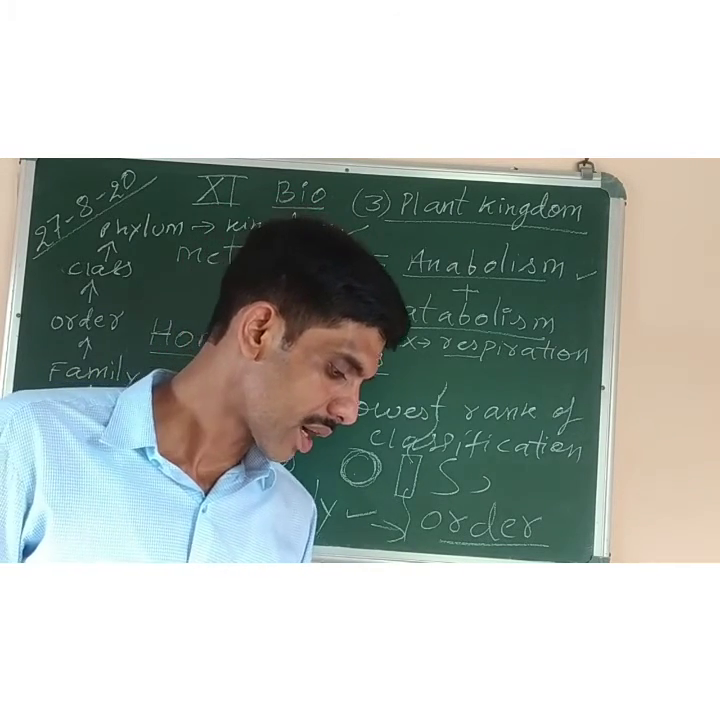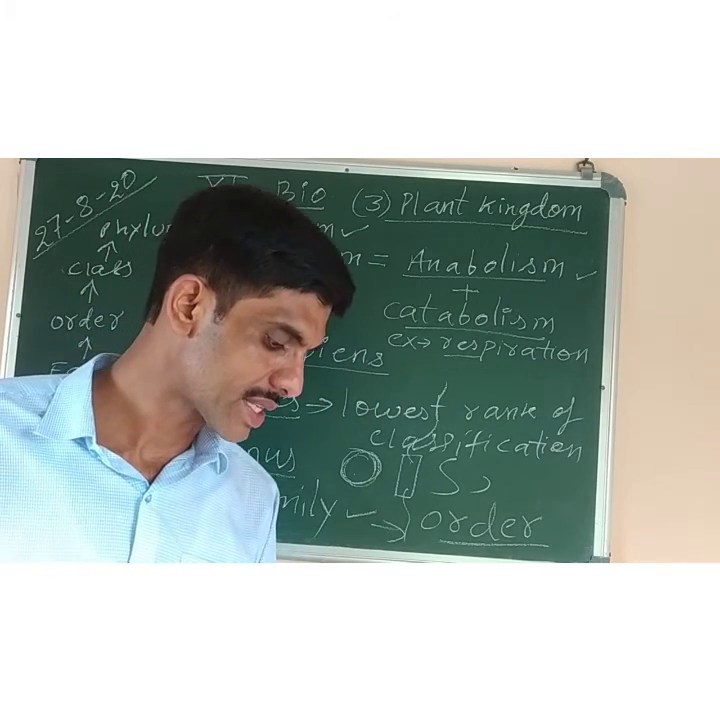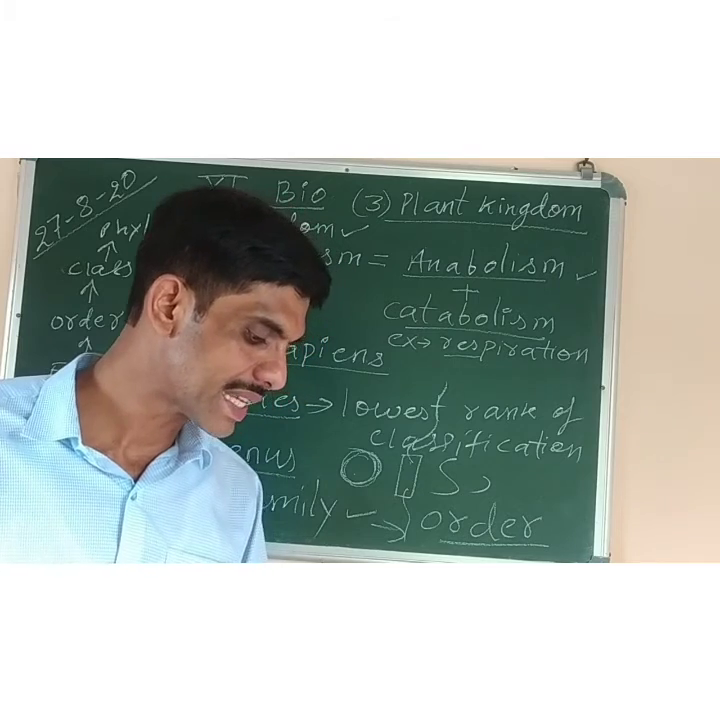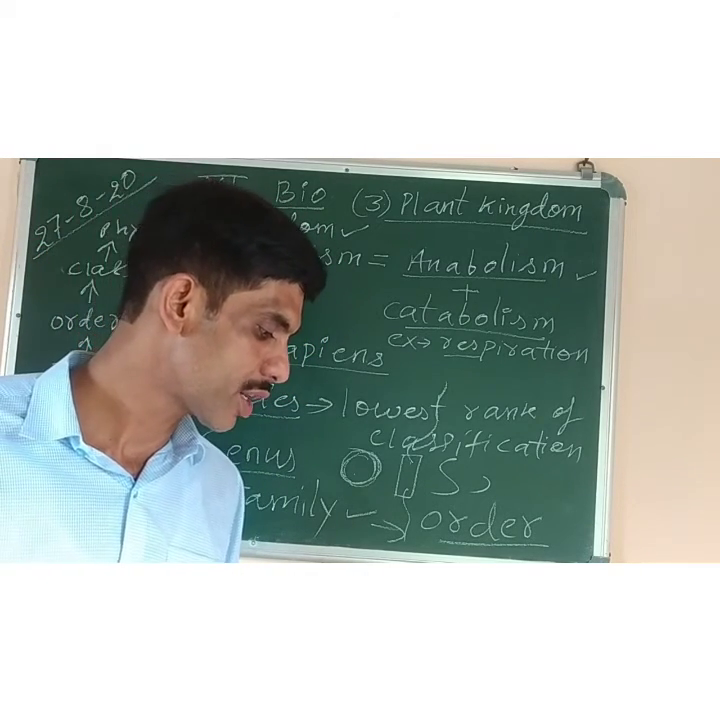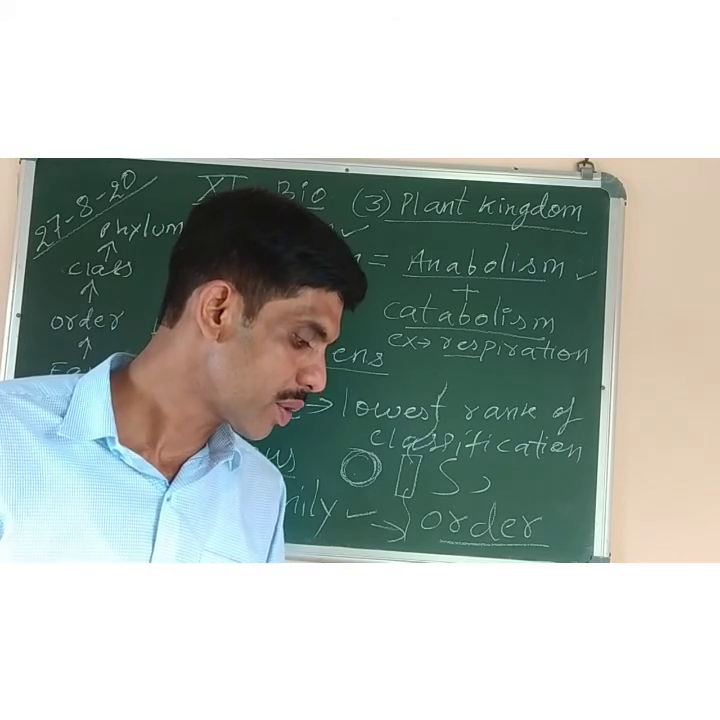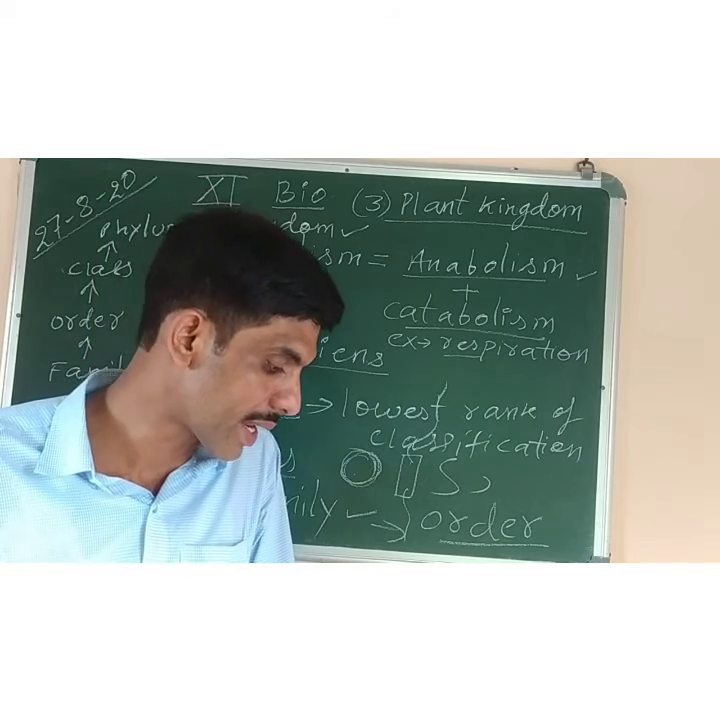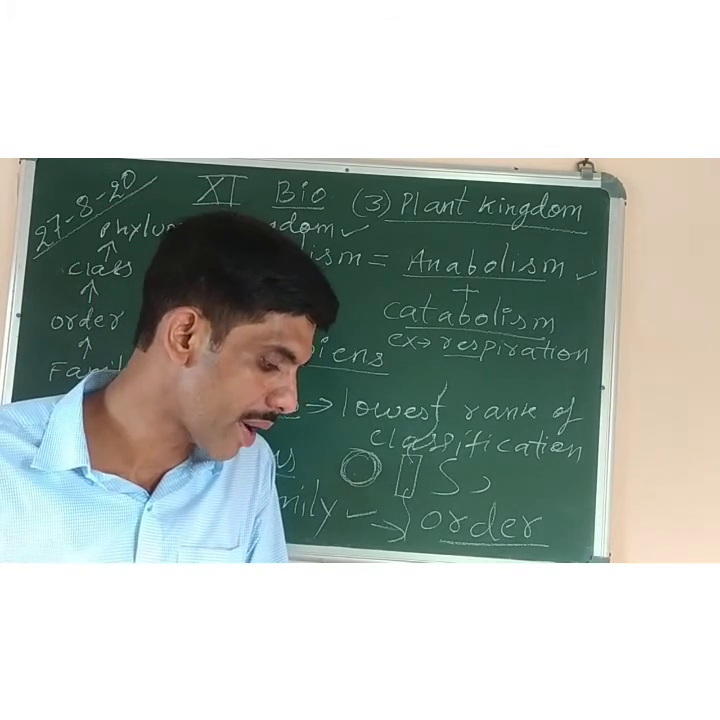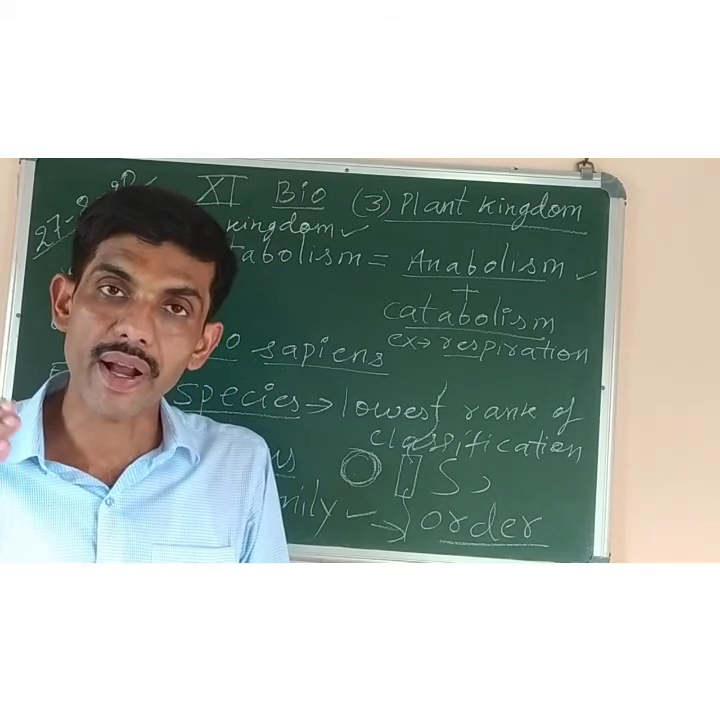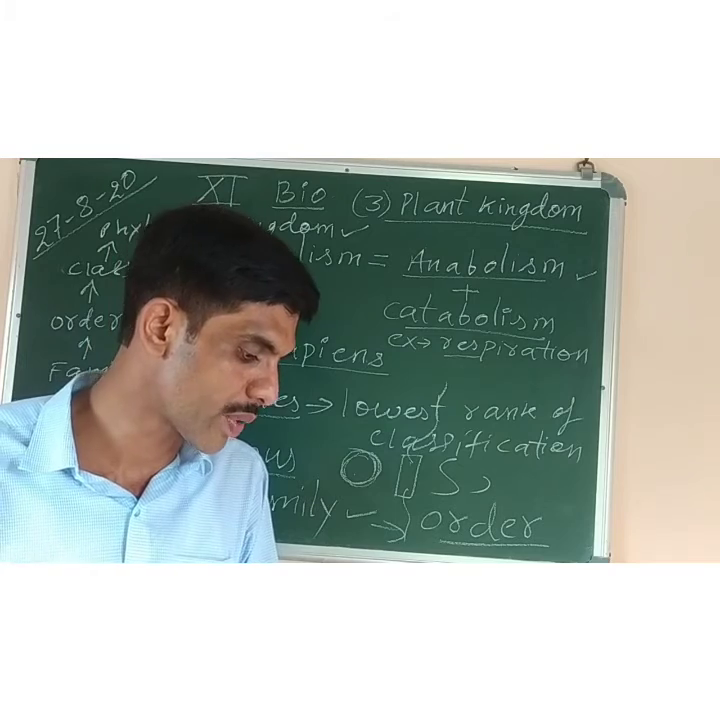Ascomycetes means the sac fungi we say. Example Penicillium. Penicillium is the one from which penicillin, the first antibiotic, was obtained. Then we studied about the Basidiomycetes, in which mushroom or Agaricus is found, and its 2 characteristics. Then Deuteromycetes, which is also known as fungi imperfecti, and the 2 examples of this one also we had done.